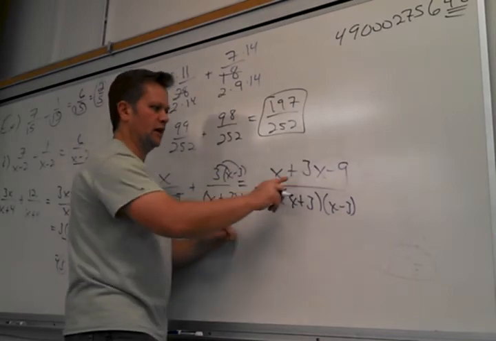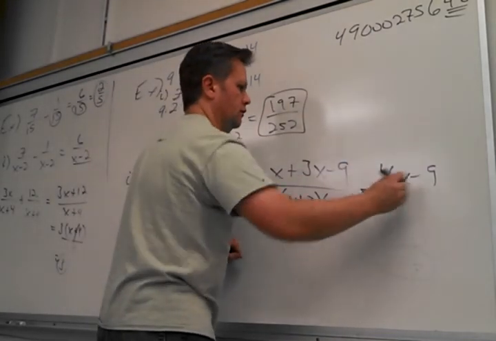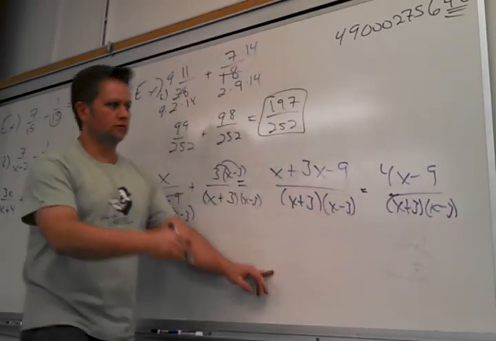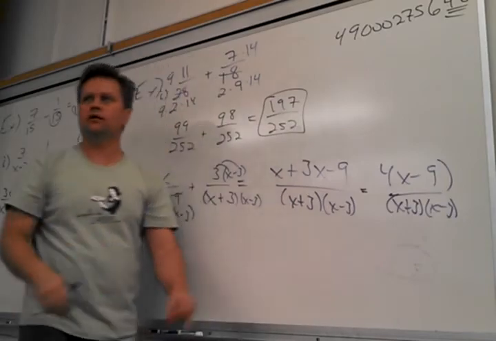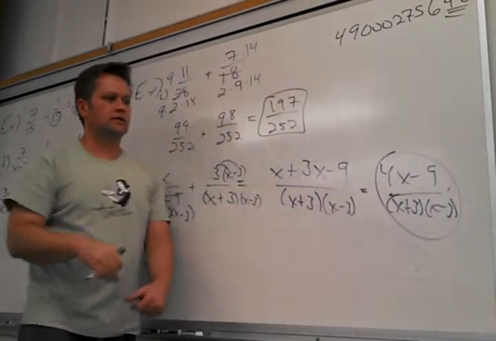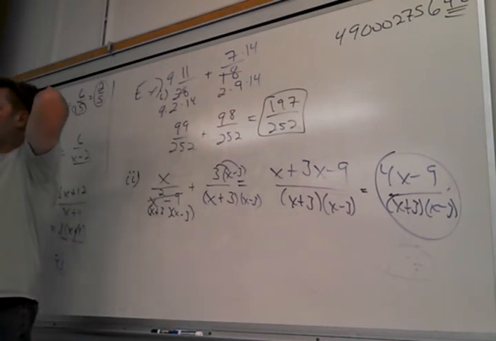So now it's the cleanup step. What do you do on the top? 4x minus 9. Yeah, and does that even factor? No. It doesn't even factor, right? So I stop there. I know nothing's going to cancel because I can't even factor the top.